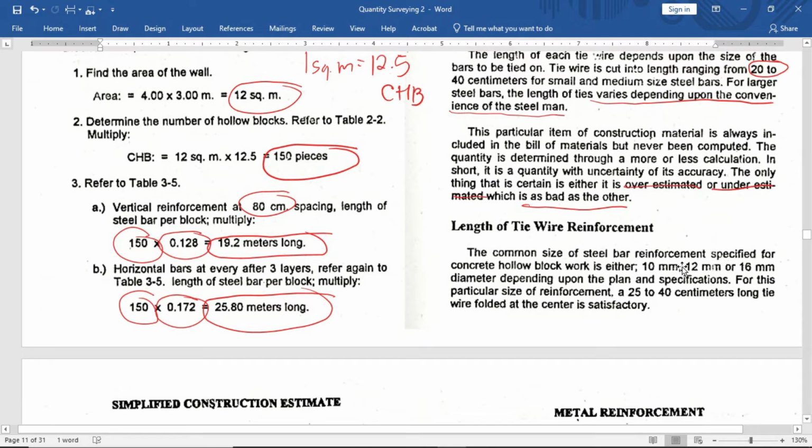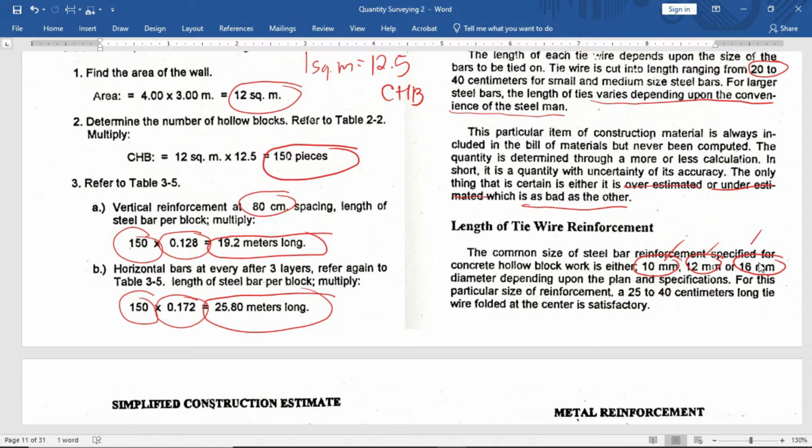So, length of tie wire reinforcement. The common size of steel bar reinforcement specified for hollow block work is either 10 mm, 12 mm, or 16 mm, depending upon the plans and specification. Kadalasan, common size ng steel bars na ginagamit natin para sa concrete hollow block is 10, 12, and 16 mm. Pero kadalasan talaga yung ginagamit natin is 10 or 12 lang.